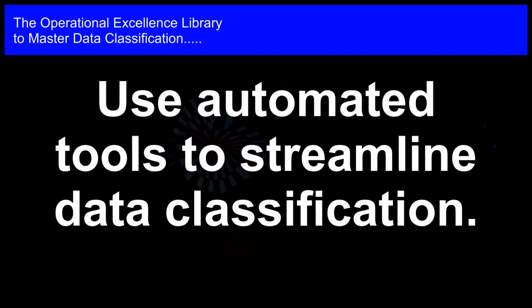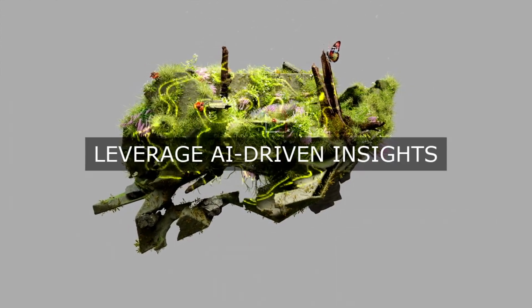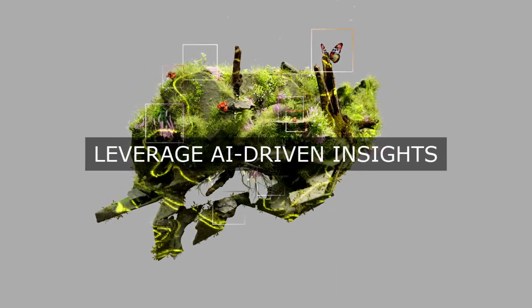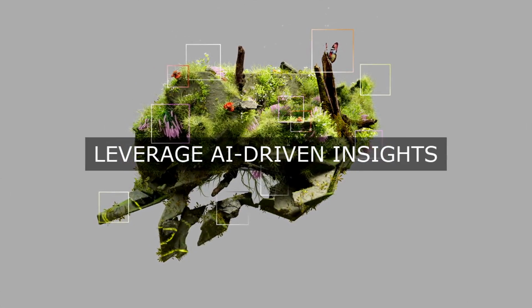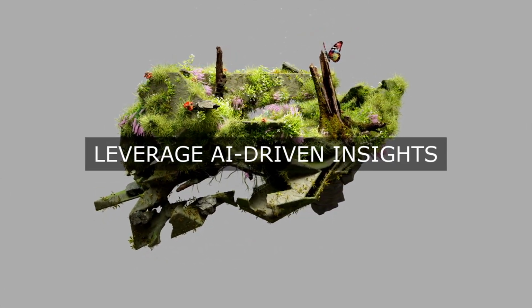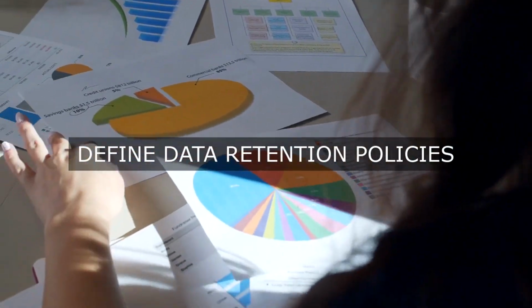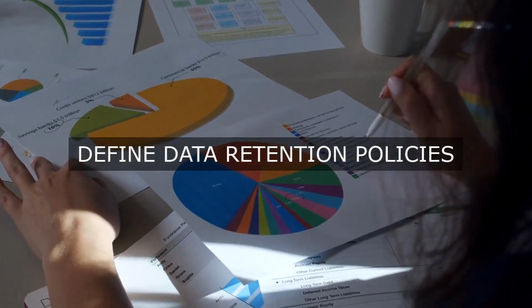To ensure that data classification is performed effectively and supports operational excellence, metrics and key performance indicators, KPIs, should be established to measure the success of the data classification program. These metrics and KPIs should include metrics such as the percentage of data classified, the accuracy of data classification, and the effectiveness of data classification in reducing risk and improving security.